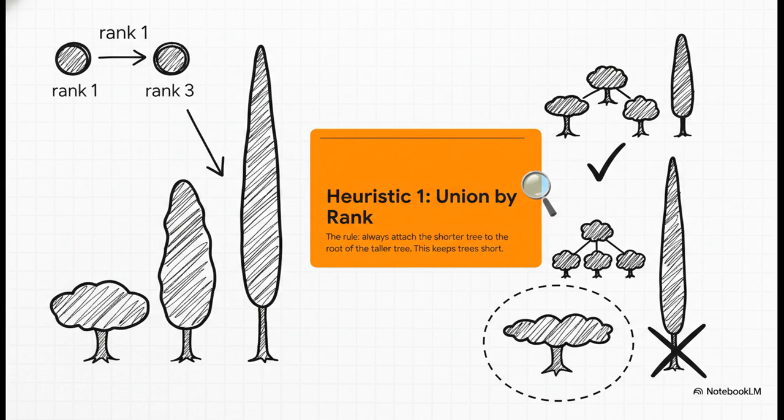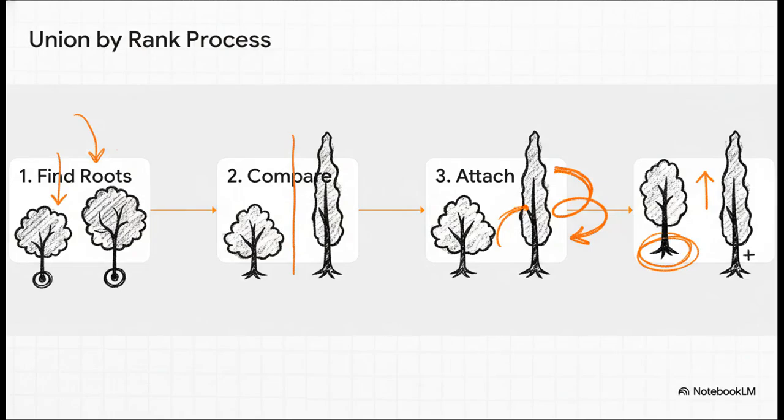And when we merge 2 trees, the rule is always the same. Attach the shorter tree to the root of the taller tree. This one simple rule stops those long, skinny chains from ever forming. And the logic here is, well, it's dead simple. You find the leader of each tree, you compare their ranks, and you just make the shorter one a child of the taller one. And that's literally it. It's a simple little choice that pays off big time by keeping our trees as flat as possible, which means our find operations stay super fast.